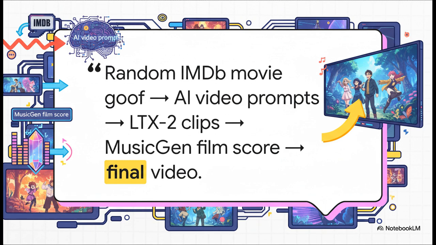Okay, this one sentence right here, it's basically the entire magic trick laid out in plain sight. And we're not talking about just one AI model doing one thing. No, this is a complete automated creative assembly line. It starts with a random movie mistake from IMDb, and step by step, it transforms it into a finished video with its very own unique score. It's a fascinating peek into a new kind of creative automation.